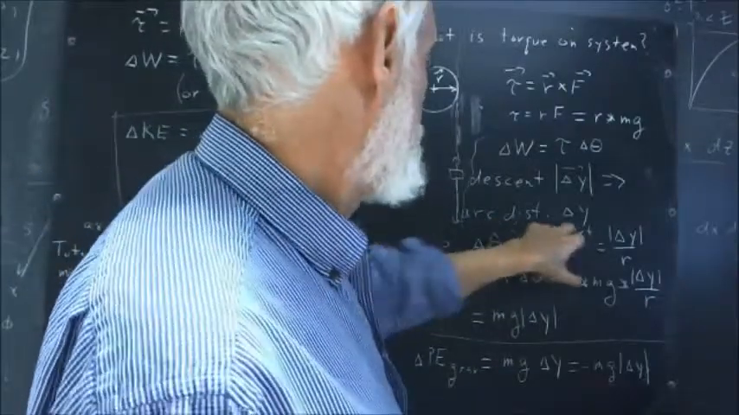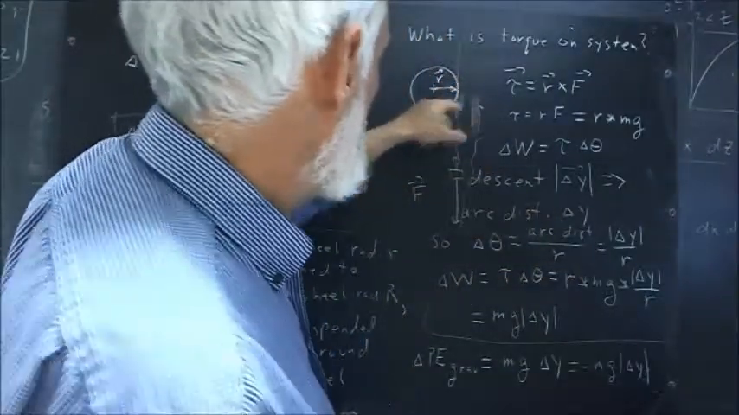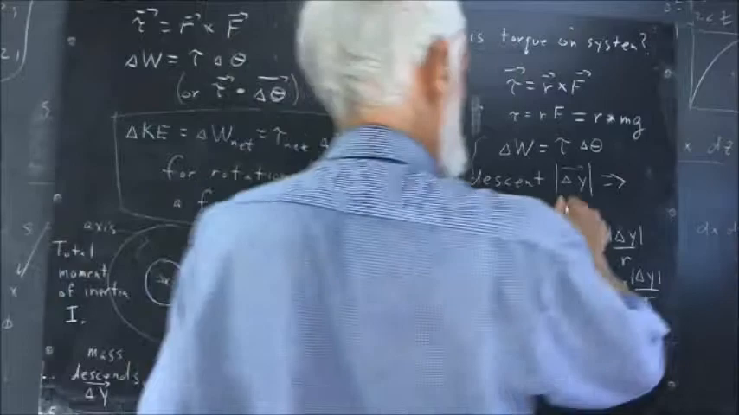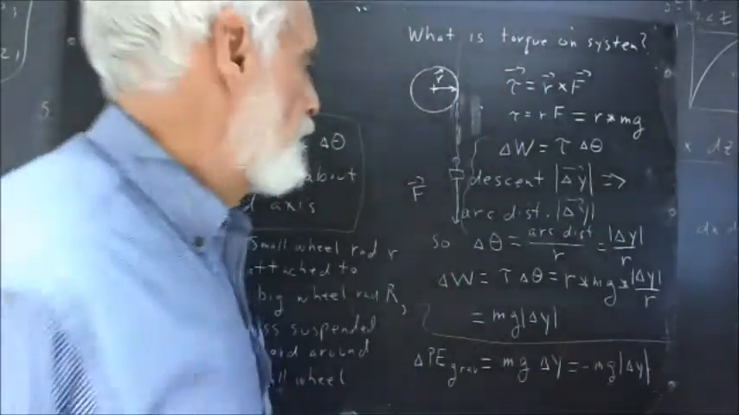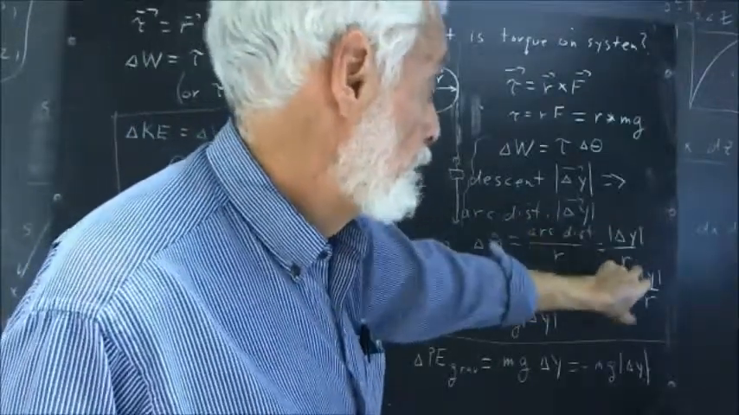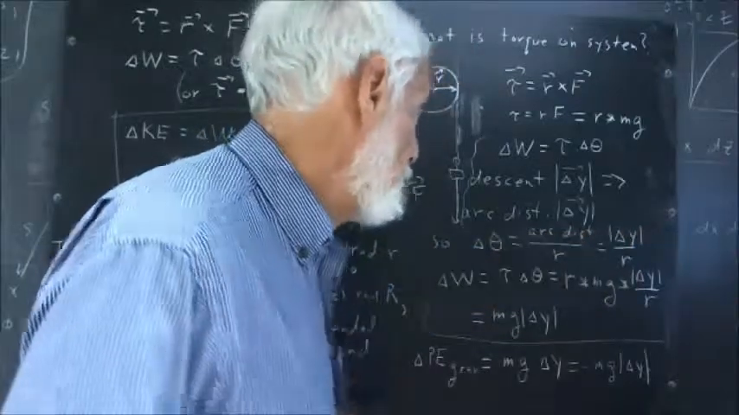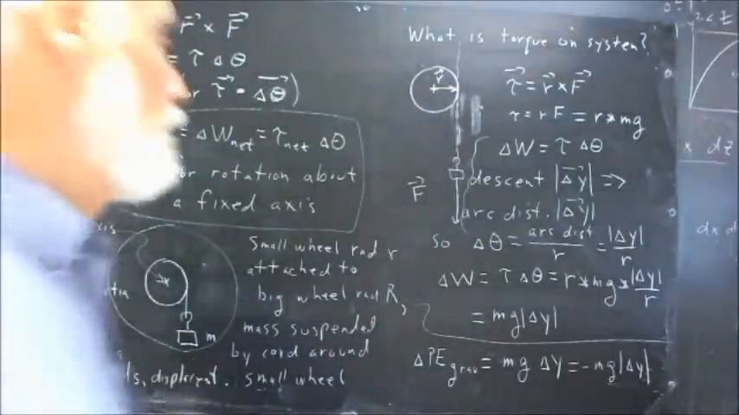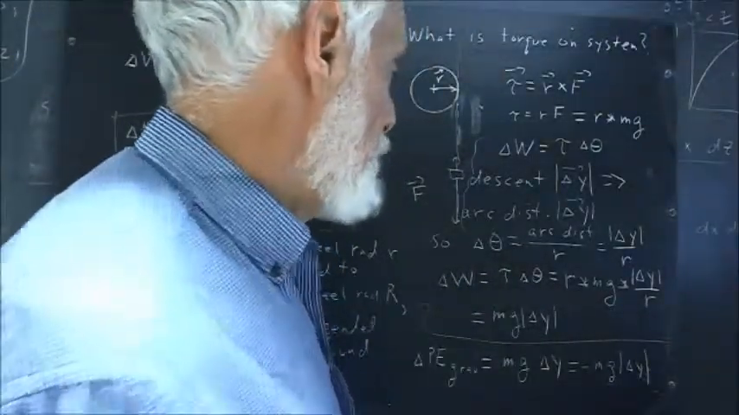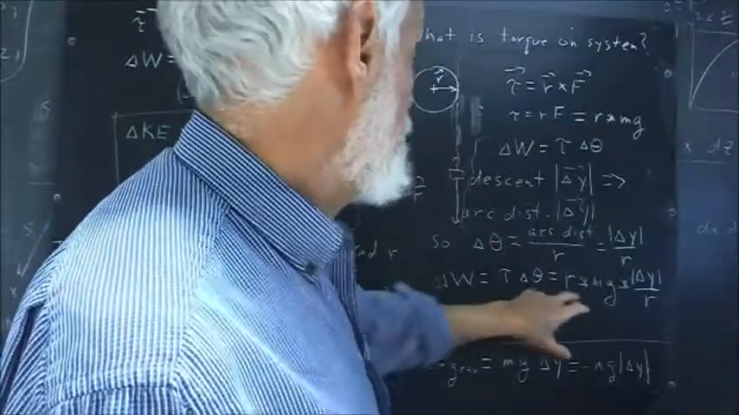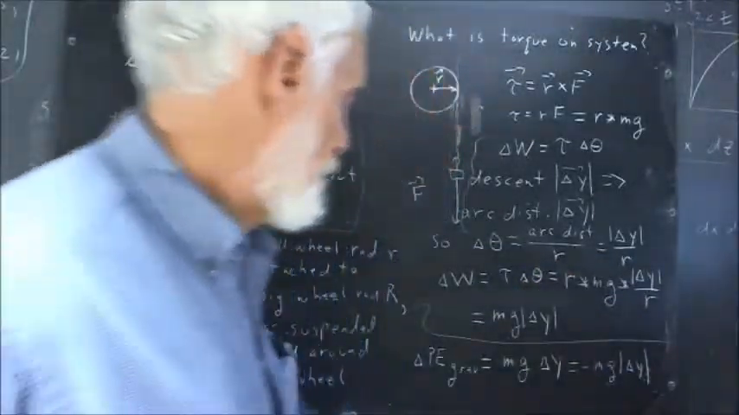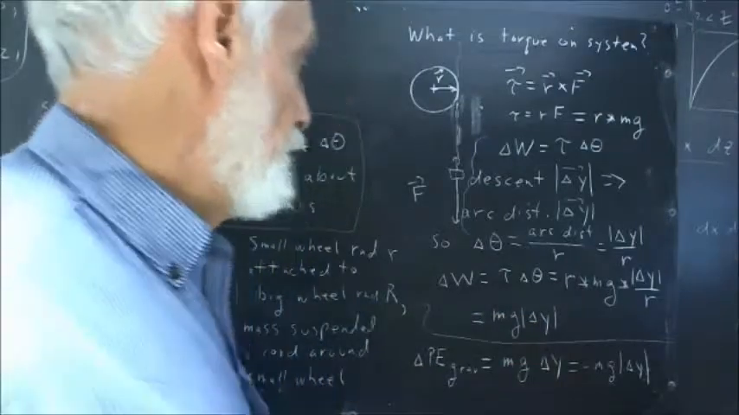The only way the mass can descend is if a corresponding amount of cord unwraps. And if the arc distance is delta y, then the wheel is going to have to rotate through an arc distance delta y, so that delta theta is the arc distance over the radius, which is the magnitude of delta y over r. Delta y, again, being equal to the arc distance. It follows that the work done by the torque is tau delta theta, with tau being r times mg and delta theta being the magnitude of delta y over r, and the work is mg times the magnitude of delta y.